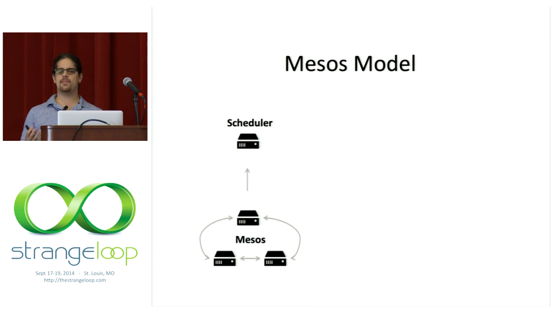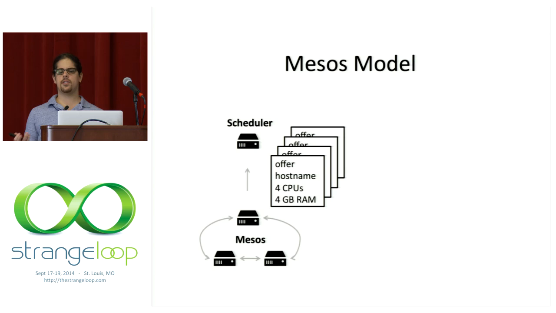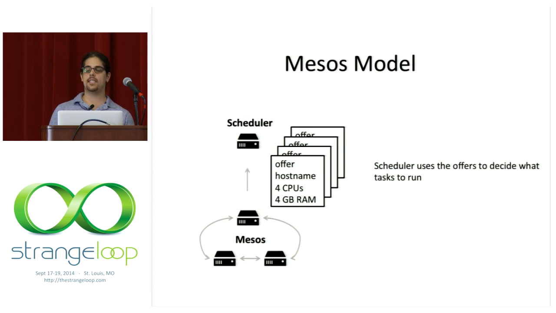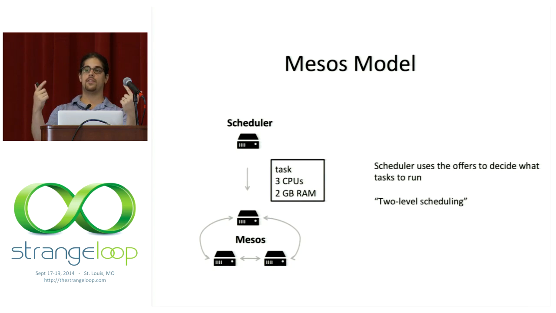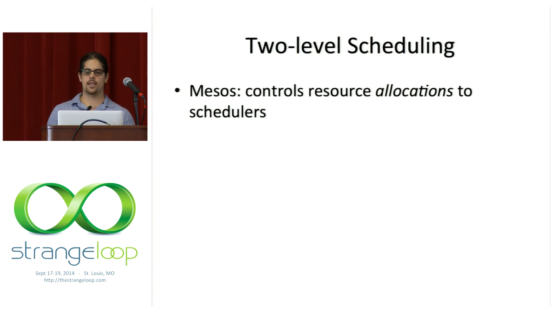So going back to this Mesos model, we have our Mesos cluster, and it's making a bunch of offers to the scheduler. And the scheduler is going to use those offers to decide which tasks to run. So it thinks for a little bit about the different offers it has, it picks a task that it wants to run, and then that task goes and starts running. Now, there's two phases to this, or two levels to this. First, there's the level of offering, and then there's the level of scheduling. This is called two-level scheduling.